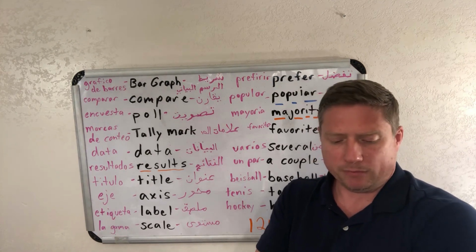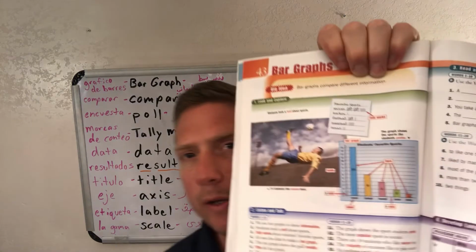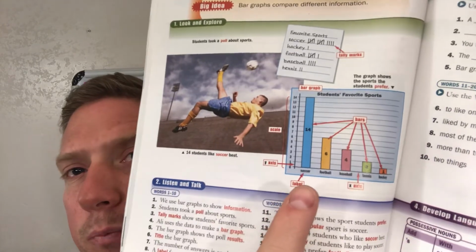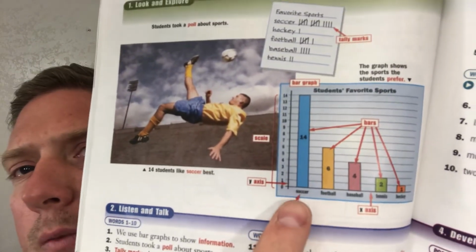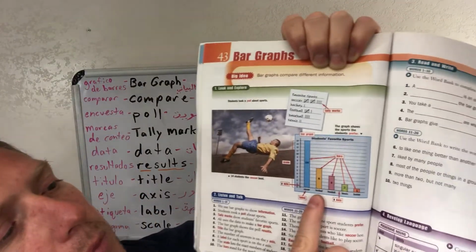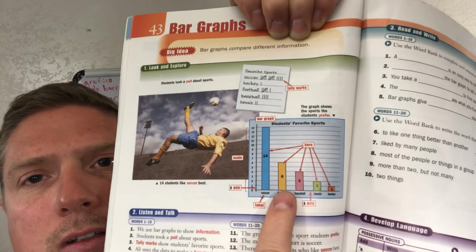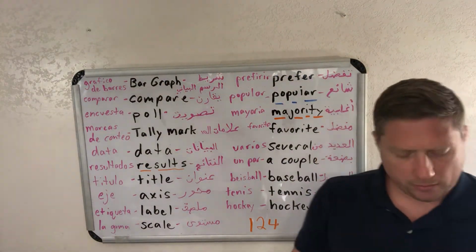8. A label for each sport is on the x-axis. So a label for each sport is on the x-axis. So here we have each sport. We have the label. Here we have, what is it? Soccer, football, baseball, tennis, and hockey. Those are the labels. Okay.